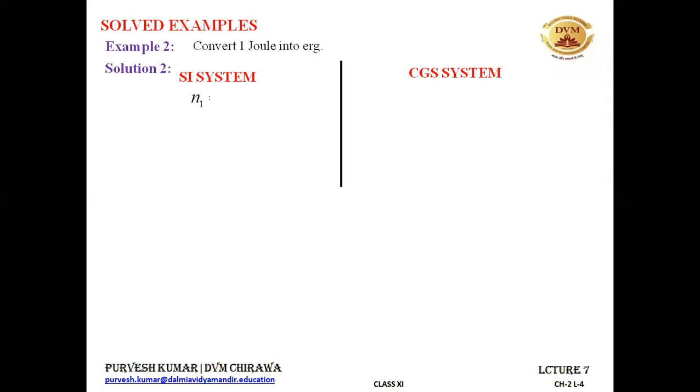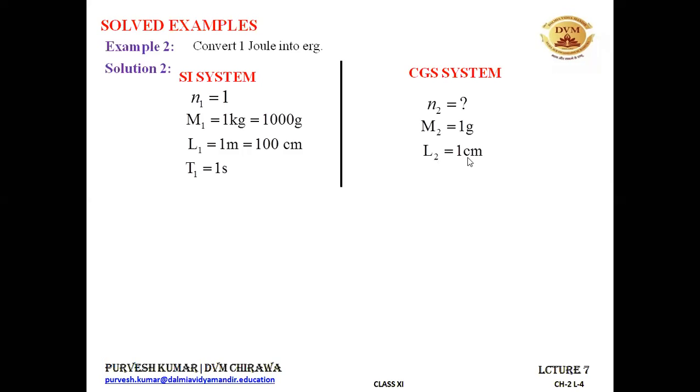All right. And N1 is equal to 1. We know we need to convert this 1 joule. Also M1 is equal to 1 kg. Base unit for SI system is 1 kg, that is equal to 1000 gram. Similarly, L1 equal to 1 meter. Length is measured in meter in SI system, and it is equal to 100 centimeter, and time T1 equal to 1 second. Similarly, for CGS system, N2 is equal to, we don't know what is N2, we need to find out what is N2, and M2 is equal to 1 gram, because in CGS system, mass is measured in gram. L2 becomes equal to 1 centimeter, and T2 is equal to 1 second. Length is measured in centimeters in CGS system, time is measured in seconds. Our column thing is done.